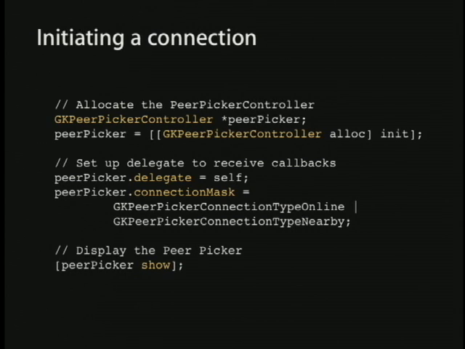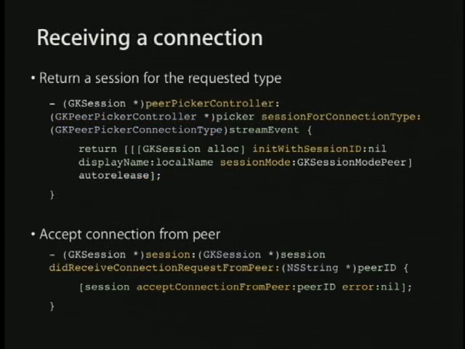It's going to allow the user to pick which device it finds, and then it will prompt you to connect. So when the user initiates the session, if I create the peer picker controller and say I want it to be nearby, and the user picks nearby, it's going to ask you for a GK session, which you're going to allocate and pass back. Then the user is going to be prompted with the list of devices that are available of all the sessions that it finds, and it will call did receive connection request from peer.